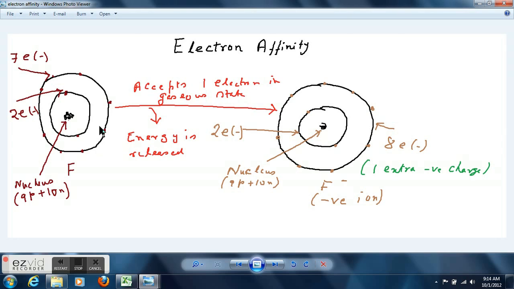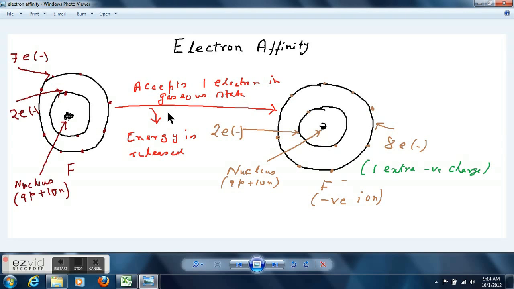Now when it accepts 1 electron to form a negative fluoride ion, energy is released. So energy is released when a neutral fluorine atom accepts an electron to form a negative fluoride ion, and the amount of energy that is released is the electron affinity of fluorine.